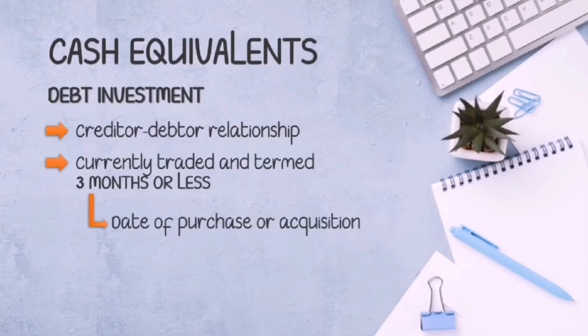So what if December 31, 2020 ka nag-acquire and ang maturity date niya is December 31, 2021. So 1 year ang maturity date. So by that, hindi na siya cash equivalent kasi hindi siya pasok sa 3 months or less. Di ba nga, cash equivalents is defined as short-term and highly liquid investment. So for a debt investment to be considered as a cash equivalent, it must be termed 3 months or less from the date of purchase or acquisition of the investment.